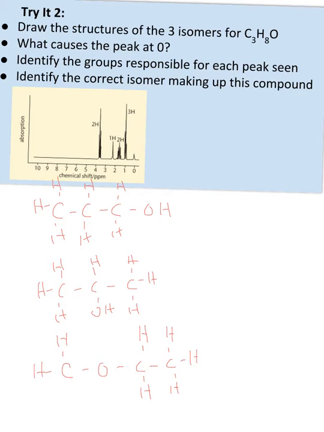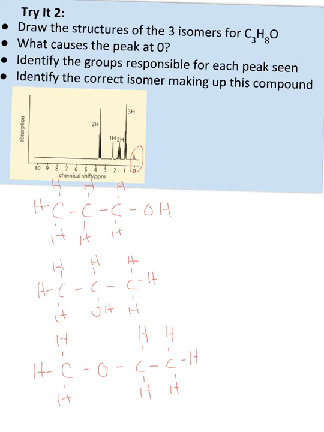So then looking at the spectra and the various peaks there, first it asks what causes the peak at 0? Well, the peak at 0 is always caused by your standard. So the standard is going to give a peak at 0 to let you know you're calibrated and all that good stuff. And then it's these other 4 peaks that I'm interested in. And my third and fourth question says, identify the groups responsible for each peak seen and identify the correct isomer making up this compound. Well, it's actually easier to answer the last question first because I know I have 4 peaks, which means I need 4 different hydrogen environments.